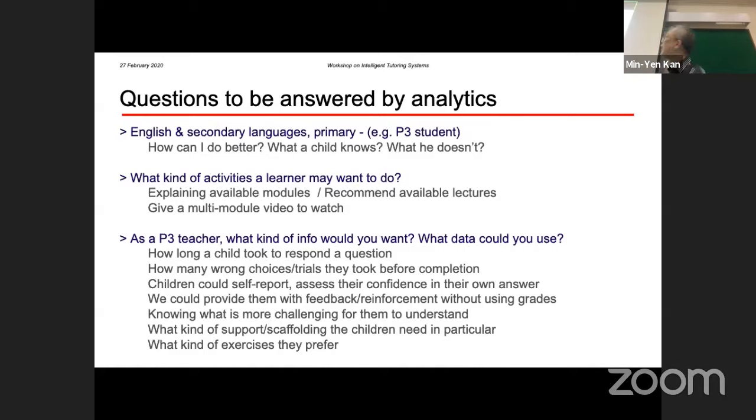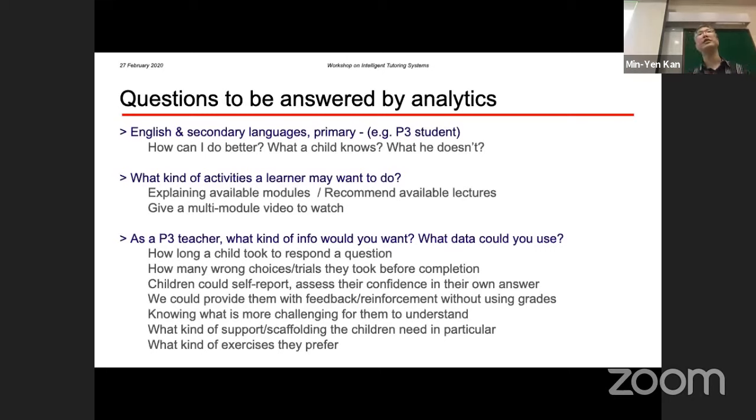What does it mean? How can the student do better? What does it mean? How do we assess what the child knows, what he or she doesn't know? Okay, and then what type of activities would a learner want to do, right? It definitely varies per curriculum, right? It depends on which primary level or secondary level. It depends on the curriculum subject matter, okay? Maybe we want the system to even recommend other content that has already been structured and figure out a good ordering for the student, right?